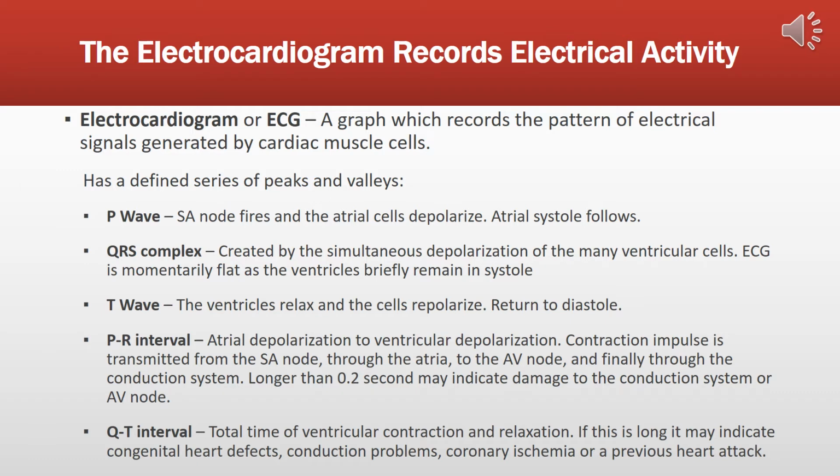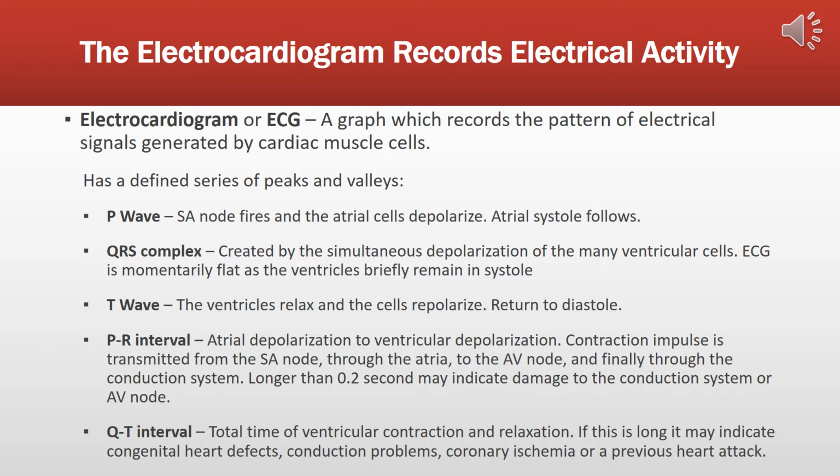Now we're going to talk about electrocardiograms, which are graphs which record the electrical activity of the heart. Sometimes we replace the C with a K, and this is how the English spell electrocardiogram. An electrocardiogram, or ECG as we call it in the United States, records the pattern of electrical signals generated by the cardiac muscles as they contract and relax. These graphs have a defined series of peaks and valleys within them.